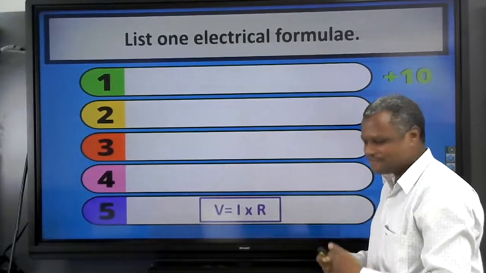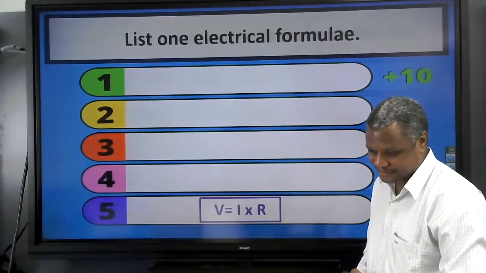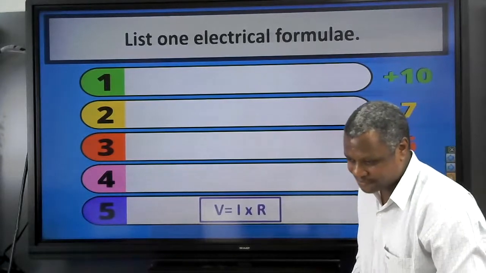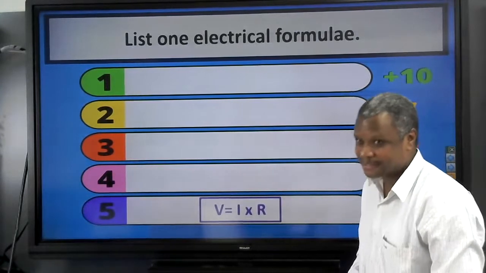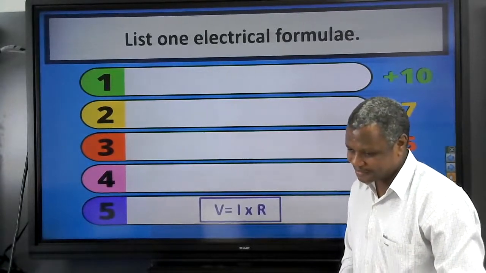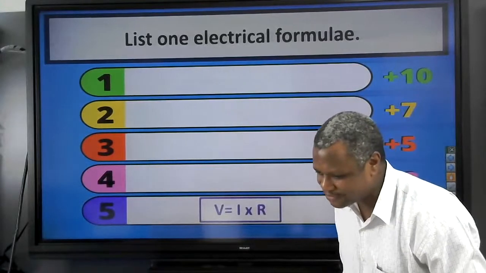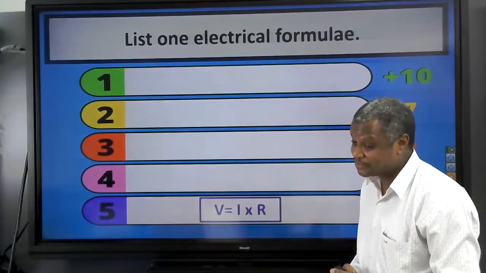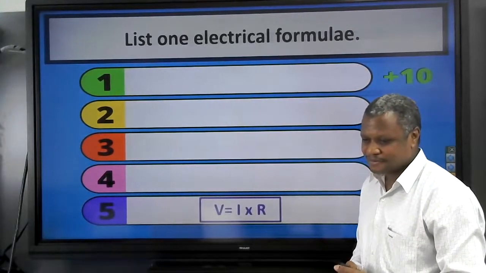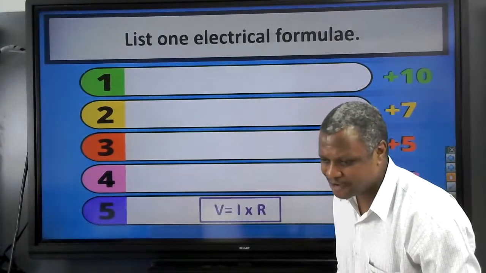There are more formulas that we use in this topic, electricity. P equals IV, correct? I equals V over R. Another one. I equals P over V. Power over voltage. That's correct also. What else? R equals I over V.